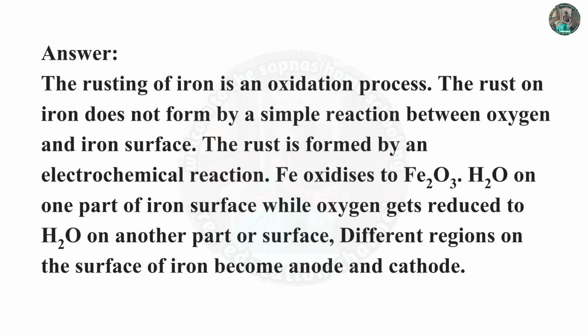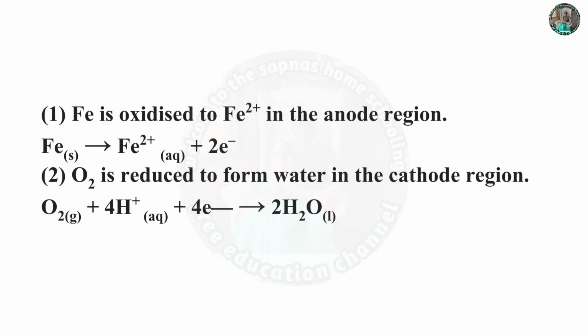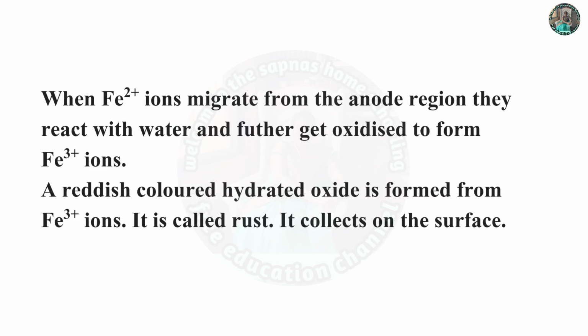Iron is oxidized on one part of the iron surface, while oxygen gets reduced to water on another part of the surface. Different regions on the surface of iron become anode and cathode. Ferrous is oxidized to Fe2+ in the anode region: Fe = Fe2+ (aq) + 2e-. And second, O2 is reduced to form water in the cathode region: O2 + 4H+ (aq) + 4e- = 2H2O.